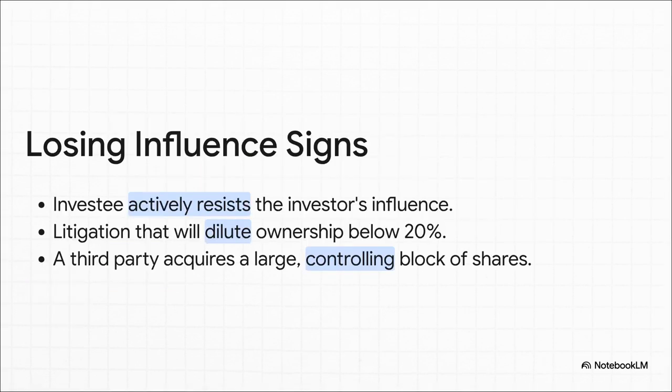So how do you know you've lost that influence? Well, the signs are usually pretty obvious. Imagine the company is publicly fighting your decisions, or you get kicked off the board of directors, or another shareholder just buys up a massive controlling stake. Any of those things happen, and your influence is pretty much gone. From that point on, your accounting for the investment has to change completely.